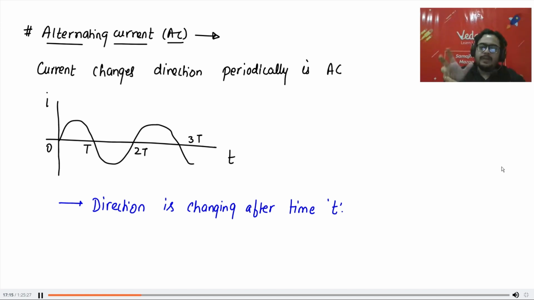So clockwise, then anti-clockwise, clockwise, then anti-clockwise. Anyone you can take clockwise. Crest you can take clockwise, or anti-clockwise you can take crest. It does not matter.